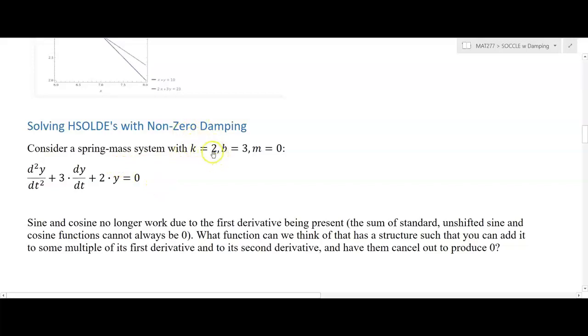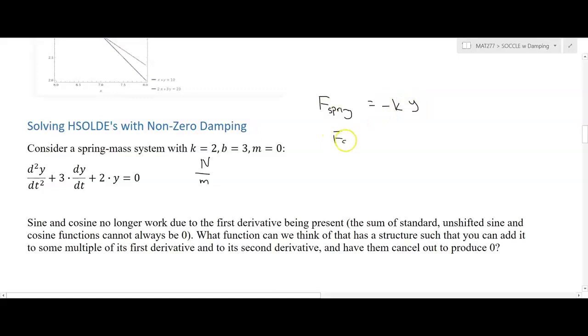Now we're going to assume that we have a spring constant of 2. If we're in the metric system, this is measured in newtons per meter. So the amount of force that the spring applies for every meter of displacement. And you can also see this here, and just in case you want a little bit of intuition behind this, the spring force is negatively proportional to y.